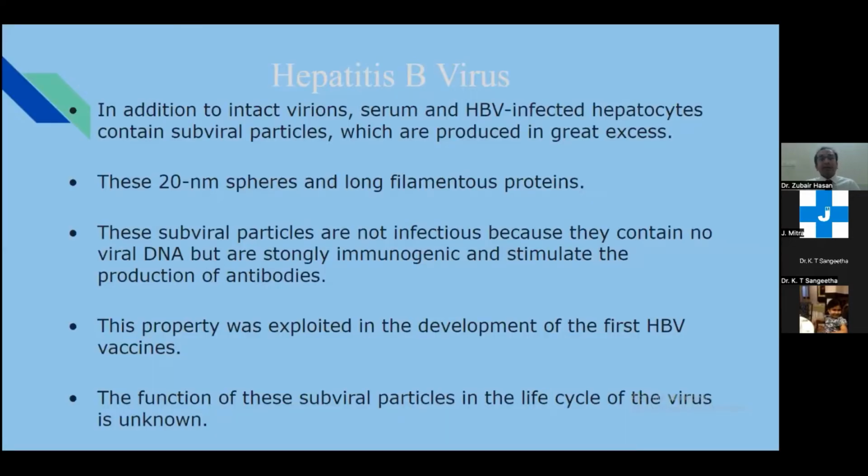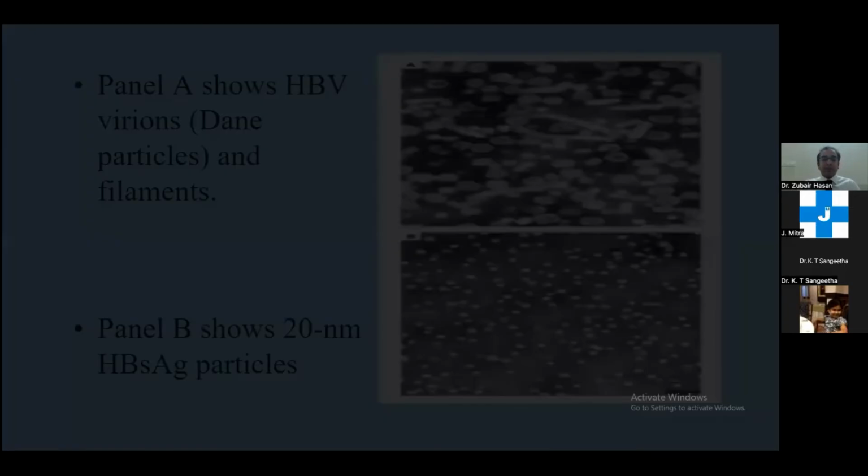And in addition to the intact virions, HBV-infected hepatocytes contain a subviral particle. What is this subviral particle? It is a kind of immunogenic material. It's 20 nanometer spheres and long filamentous protein, and they are not infectious because they do not contain the viral DNA, but they generate immunity. And this was the property that was exploited while generating the first HBV vaccine. And we really do not know what role these subviral particles actually play in the life cycle.